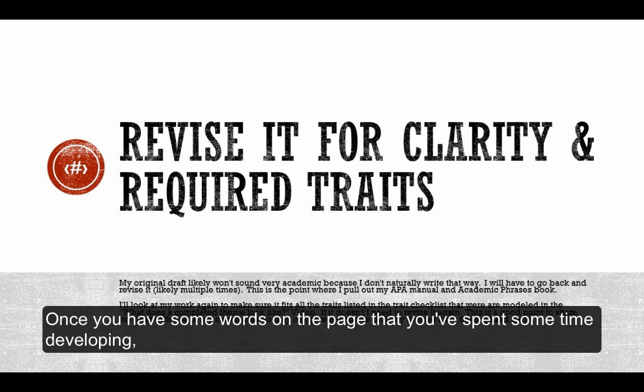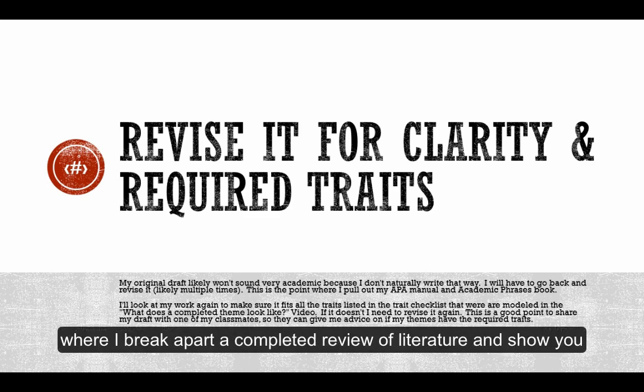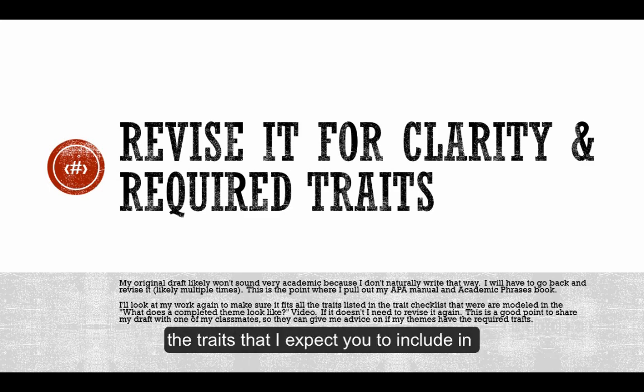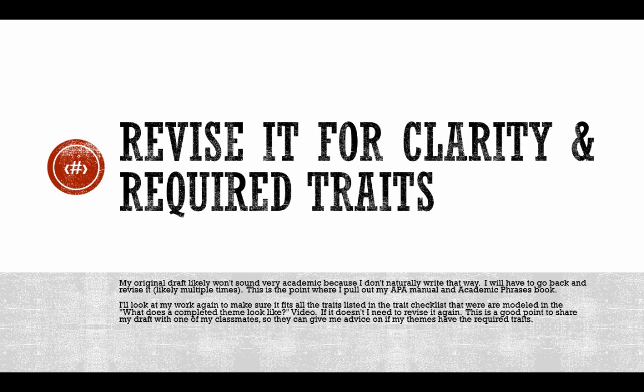Once you have some words on the page that you've spent some time developing, watch the next video in this module where I break apart a completed review of literature and show you the traits that I expect you to include in these two themes. There's also a trait checklist in the Module 3 folder that you can refer to. You're going to want to go back again, reread what you have written, and revise to include those traits.